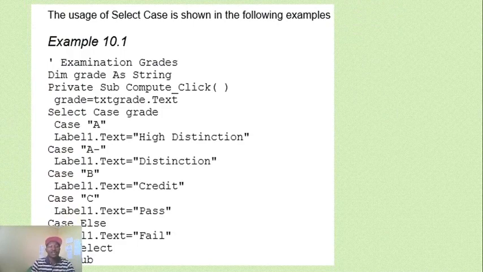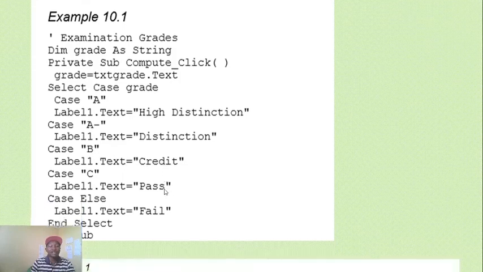For example, we have examination grades, where we have declared Dim grade As String. Then we have Private Sub compute. We are using a button called compute on the click event, and grade equals txtGrade. Then Select Case grade, Case A, and this will be displayed in a label as High Distinction. In case it is A minus, it will be Distinction. This is High Distinction, Distinction. Then in case the case is B, we'll have Credit.